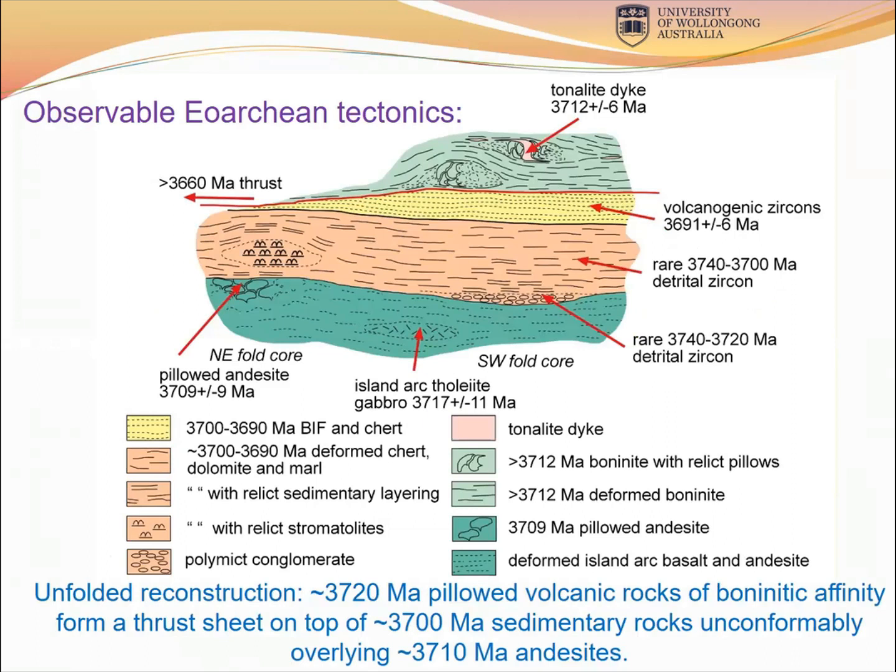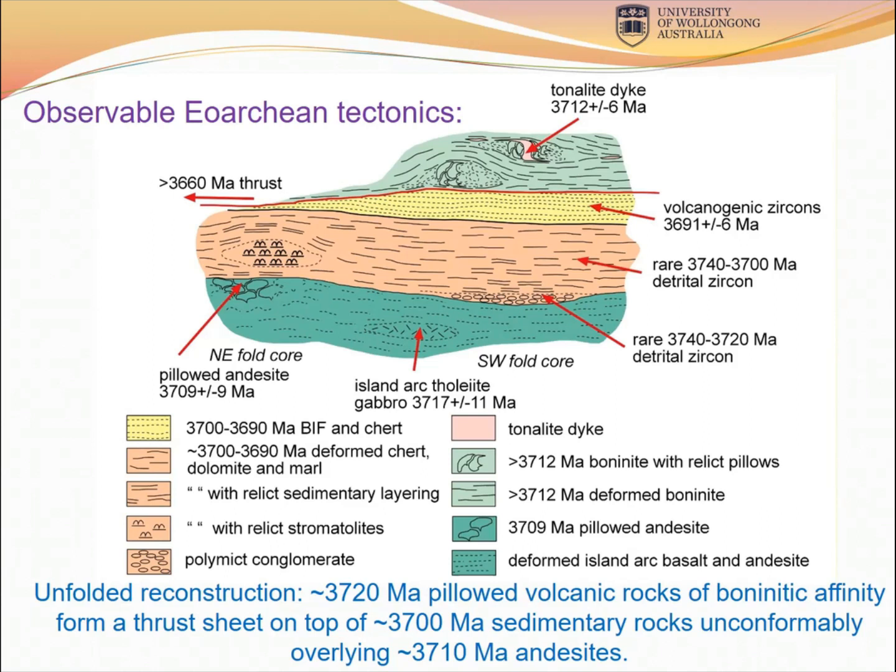So another thing about Eoarchean is that very occasionally you've got observable Eoarchean tectonics, which can be integrated with not only the whole rock geochemistry, but also with the dates obtained on the rocks. In one particular fold core, one can find a situation where you've actually got older rocks that have been thrust over younger rocks, and then actually the whole lot has been folded.